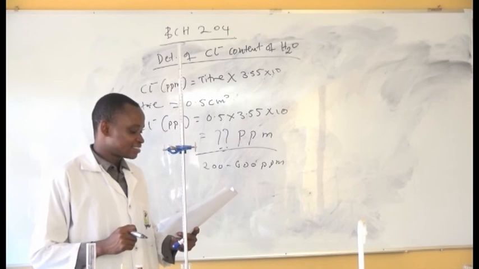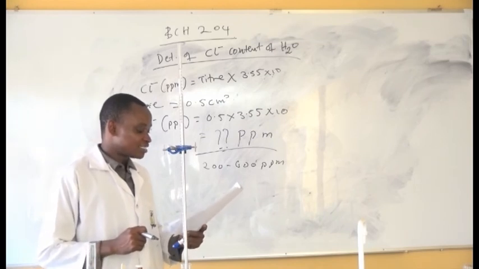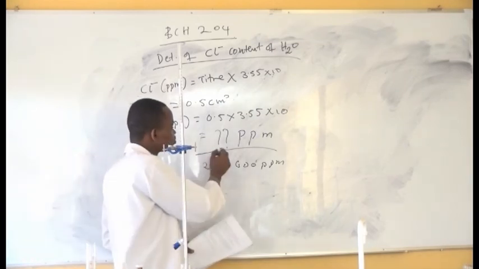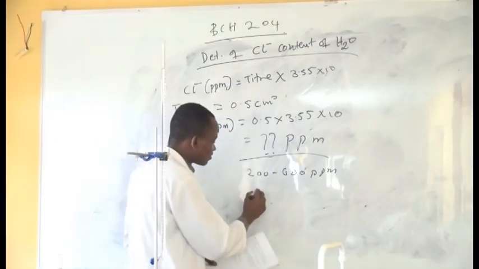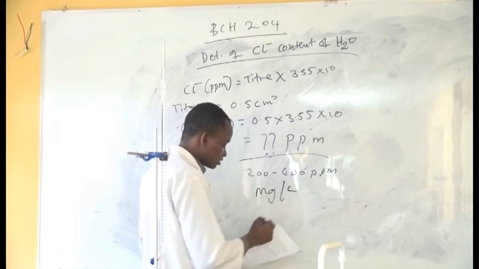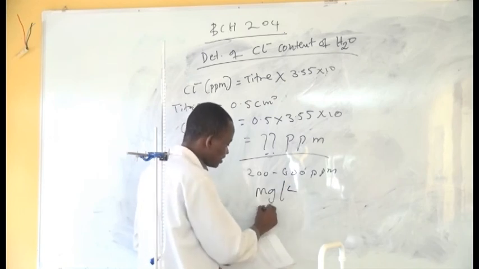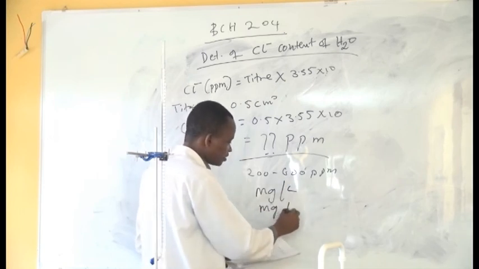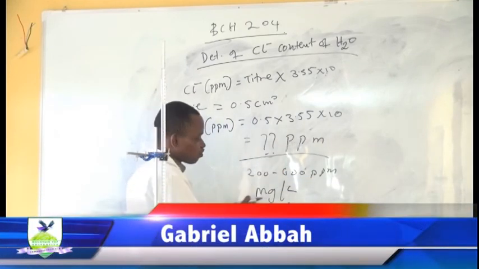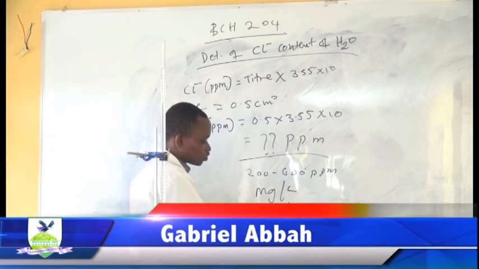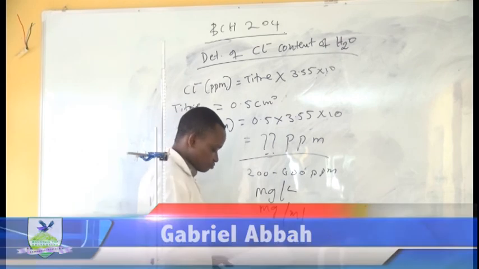Now the exercise here says, convert your results in ppm. Whatever result you got in ppm, you convert it to milligram per liter and also milligram per milliliter.